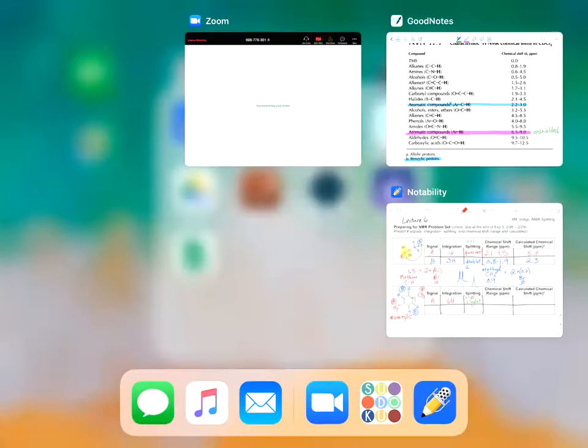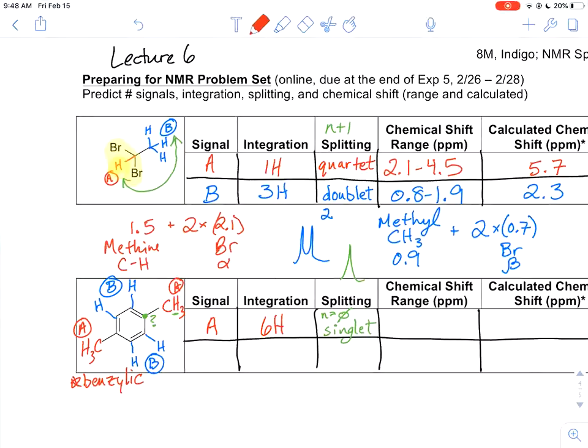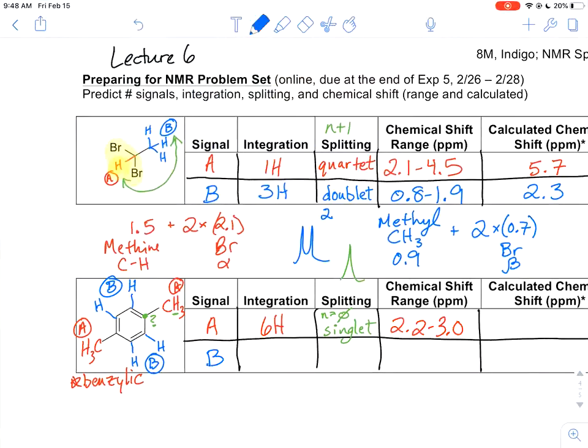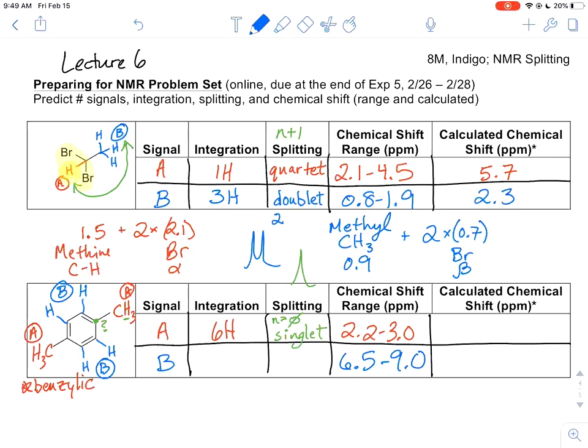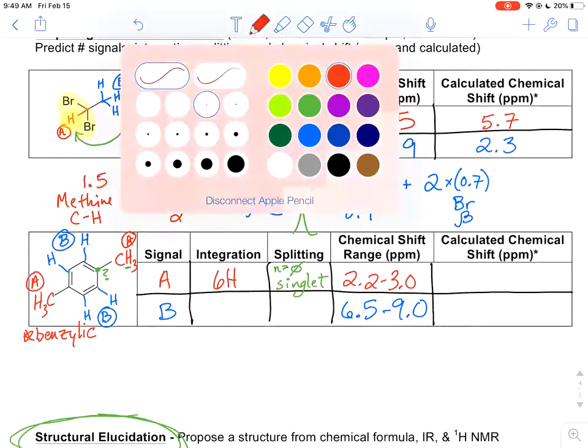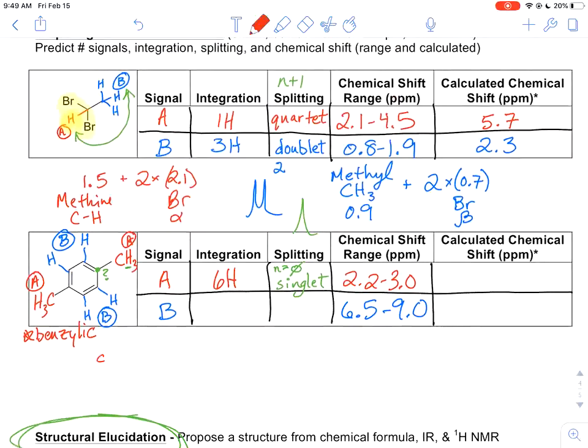Make our way back here. We have our range is 2.2 to 3. And while we're remembering it for signal B, I'll sneak that in here so we don't have to go back to that same page again. We're going to calculate the expected chemical shift for signal A. We're going to have a CH3 group, or a methyl. That's going to be our base value.